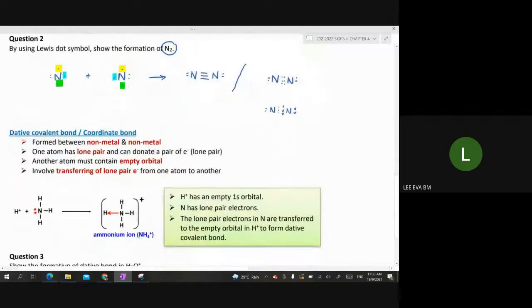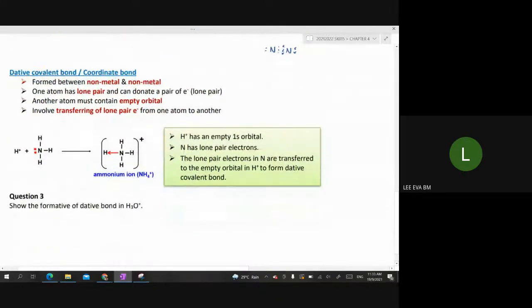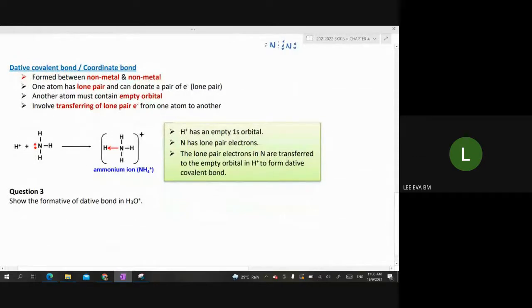Right, the next one is the hardest one. Out of these three types of chemical bonding, the last one is the dative covalent bond, or we also call it the coordinate bond. Or sometimes it is just called the dative bond without the word covalent. But everyone must remember the dative bond is also considered a covalent bond. It's one of the covalent bonds, just different by name and process.